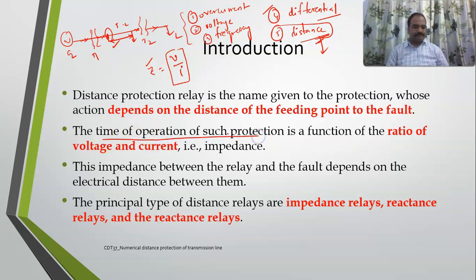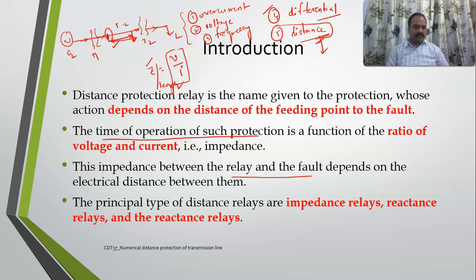Based upon the value of impedance, the time of operation of such protection will be determined. This impedance is normally expressed per unit length, so as the length varies, the impedance also varies. The impedance between the relay and the fault depends upon the electrical distance between them. And there are different types of impedance relays which are widely used.